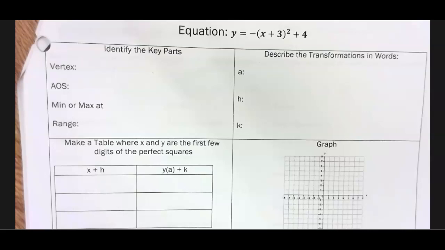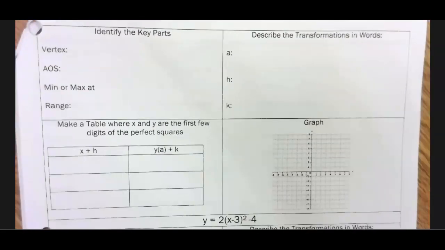So in this example, it says identify the key parts. So what is the vertex? What is A, H, and K? Does anybody remember what my A values are? Good. Aaliyah, tell me what's my A value. Yeah, my A value is -1.